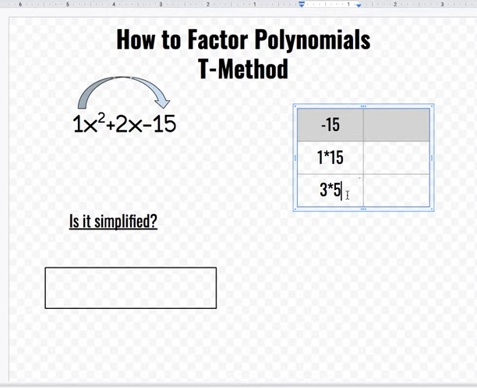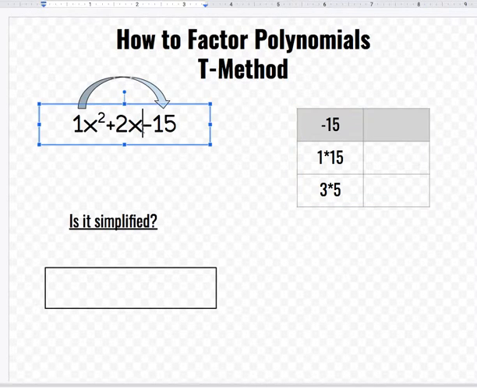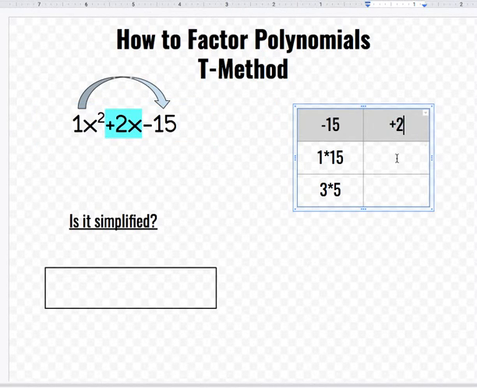Anything else that can multiply to 15? No, right? If I try to divide it by 2, I would get a decimal, which would not work out. If I try to divide it by 4, I would also get a decimal. So the next factor will be 5, which is already starting to repeat my list again. So out of those, I need the thing that's going to give me a positive 2 in the middle. Either by adding or subtracting, I need to get a positive 2 in the middle.